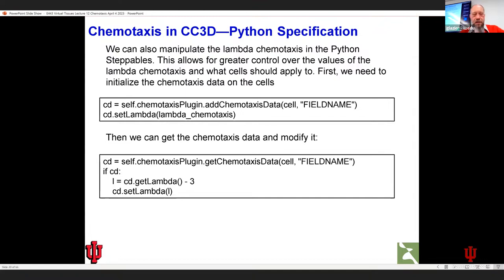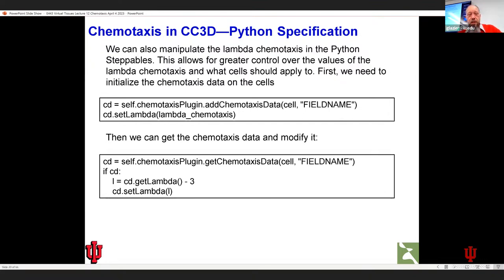I think I tried it and it doesn't work. So you'd load the bare chemotaxis plugin. And then the manipulation within the Python is a little bit awkward, but not terrible. The first thing you have to do is get a reference to the information on the cell that couples the cell to the chemical field that you're interested in.